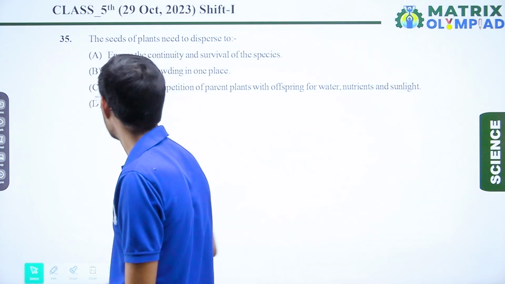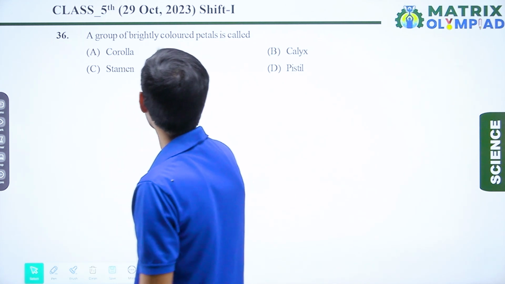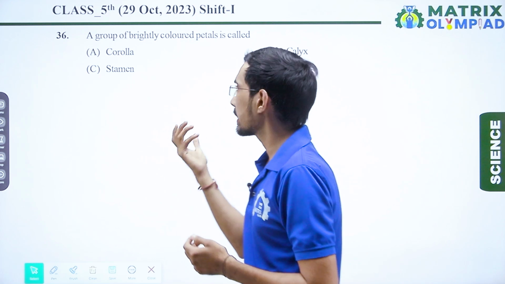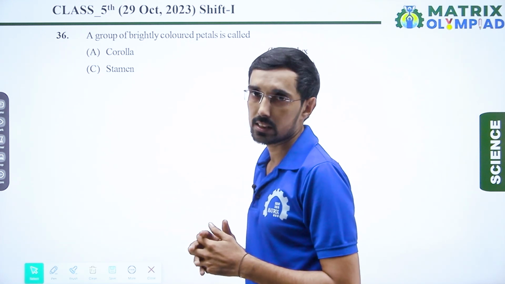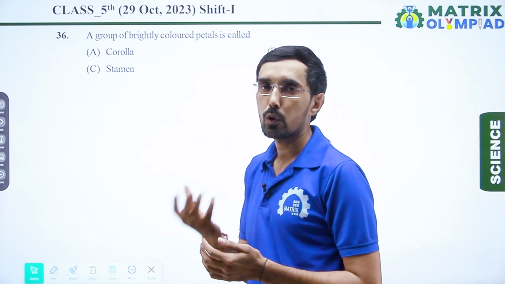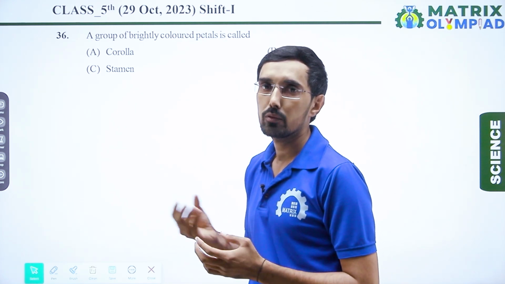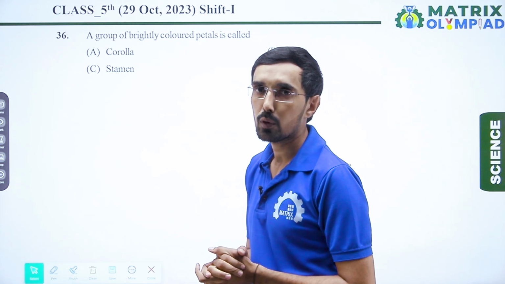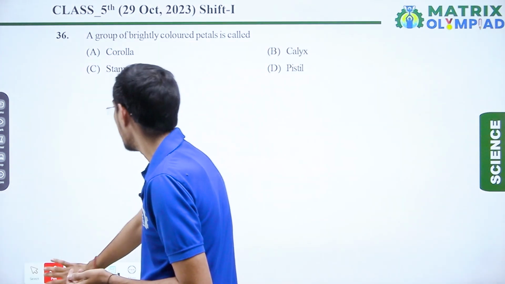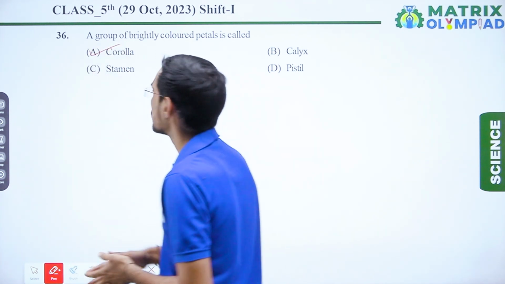Next question is, a group of brightly colored petals is known as. We have to find out the correct option of group of petals that are colorful in nature. And as we all know that flower is the main part in which petals are responsible for color. So our correct option will be option A. The group is known as corolla.